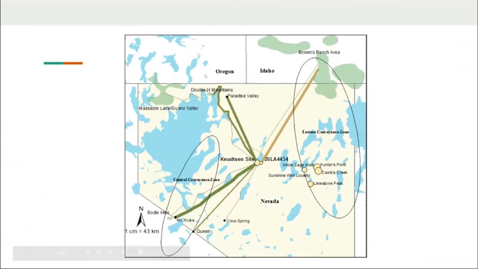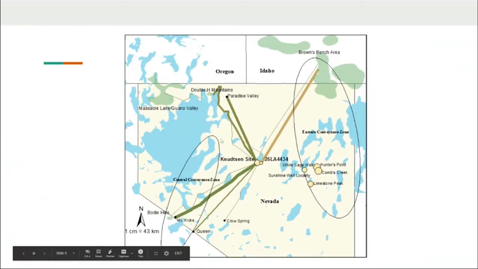So what was probably happening in this instance for the people who deposited artifacts at the Knutson site is that they were traveling from lake to lake, probably exploiting food resources or subsistence resources, and then probably picking up obsidian along the way as they go. And they all correspond to the central conveyance zone.